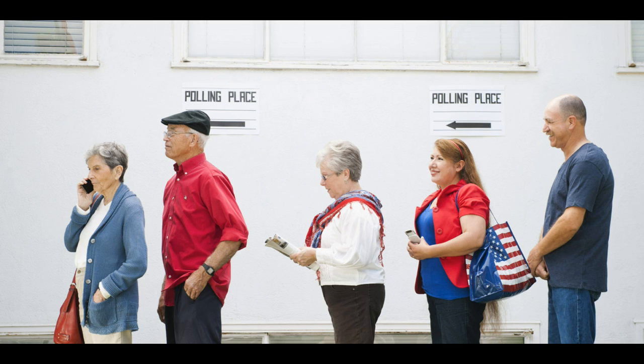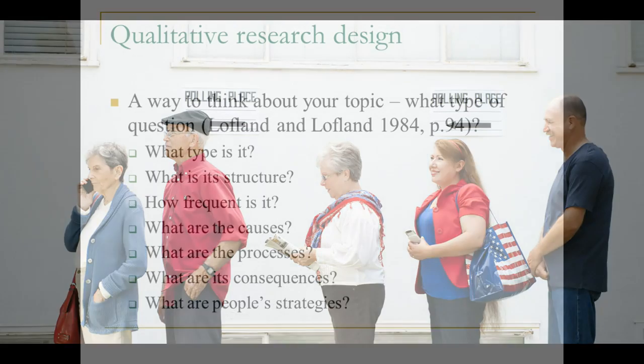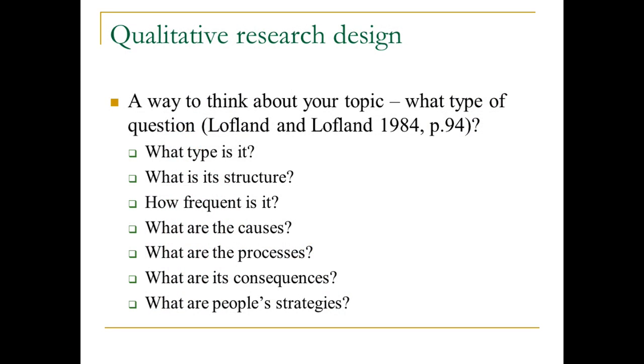Laughlin and Laughlin give some advice on ways to think about the topic that you're interested in investigating. And here are some questions that might help you unpack that question. What type of phenomenon are you looking at? What is its structure? How frequent is it? What are the causes? What are the processes? What are its consequences? And what are people's strategies? These are all ways to get you thinking around your own question to be more open to the kinds of data that you're going to encounter.